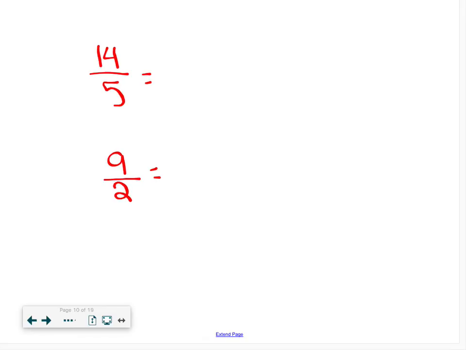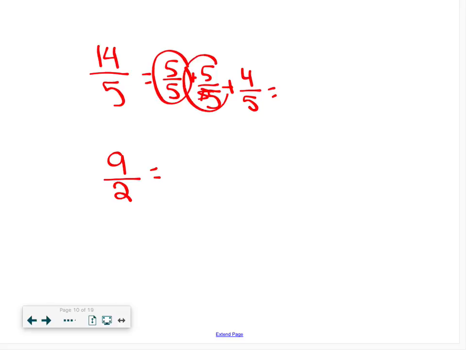All right, 14/5. I know that I'm pulling out 5/5. There's 1 5/5, that's 5. There's 10/5. Oh, I can't do this next one because that's 15/5, and I went too far. I only need 14. So if I'm at 10 and I want to get to 14, I need 4 more fifths. So I'm seeing 1 whole pizza, 2 whole pizzas, and 4/5 of another one.